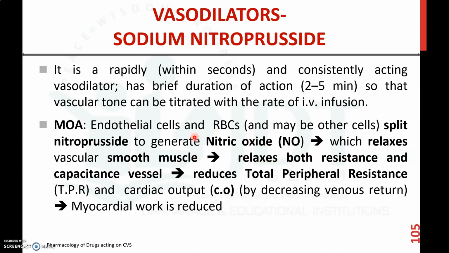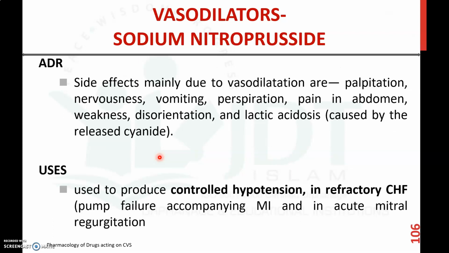So it relaxes the smooth muscle and relaxes both resistance and capacitance vessels. They reduce the total peripheral resistance and cardiac output by decreasing venous return. So the myocardial work is reduced, and we can use it for the treatment of hypertension.